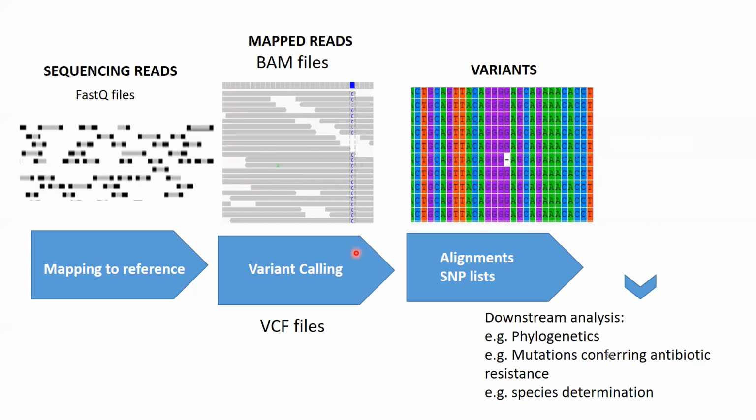Once we have that, we use bioinformatic algorithms to determine our variants, so what is different from the reference chromosome, which you see here illustrated with a C. And this information is stored in VCF files. So once we have VCF files, that is to say, once we have our genomic variants, we can build alignments and SNP lists and start answering our research questions by doing phylogenetics, looking into mutations that confer antibiotic resistance, or doing species determination. This will be covered on day 3 of this training.